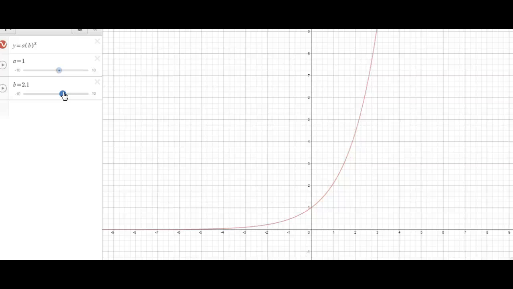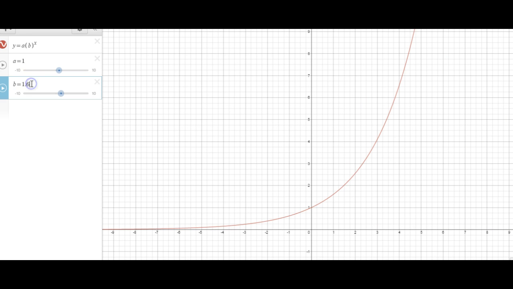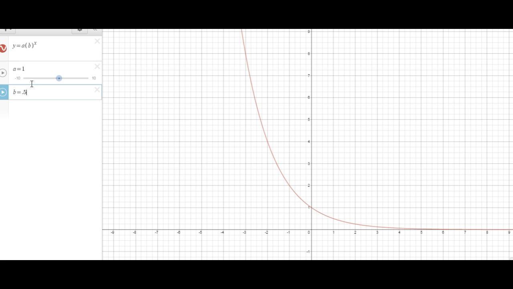If the b value is between, whoops, let's take it to 0.5. So if the b value is between 0 and 1, then we're going from quadrant 2 to quadrant 1, but what are we doing? We are not increasing. What's a better word than not increasing? We are decreasing, okay? And so it's not growing, it's decaying. So we use the word decay.